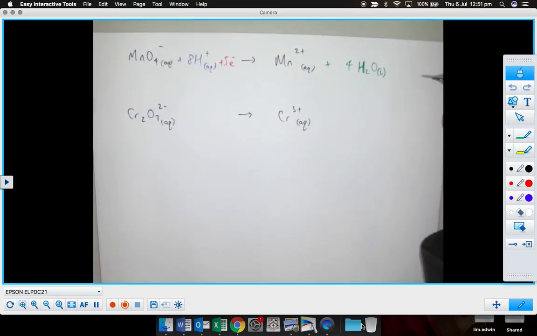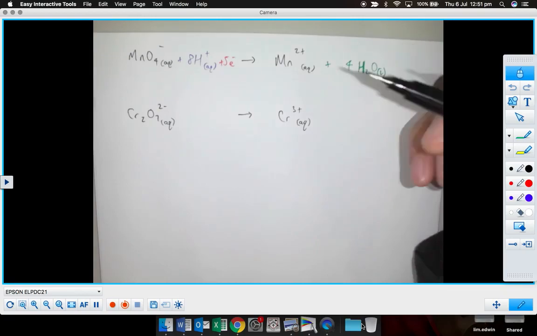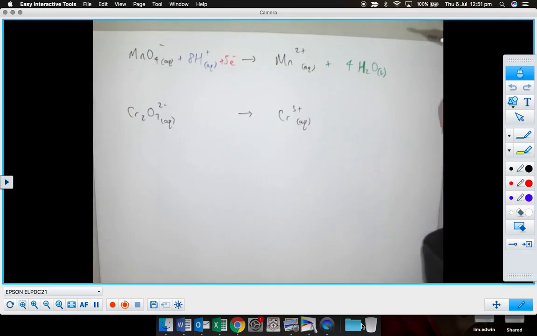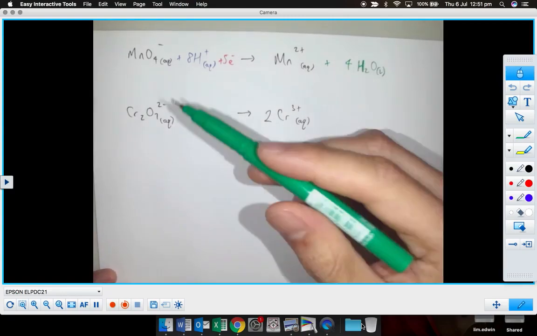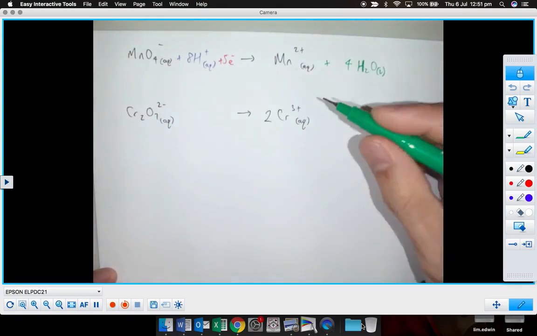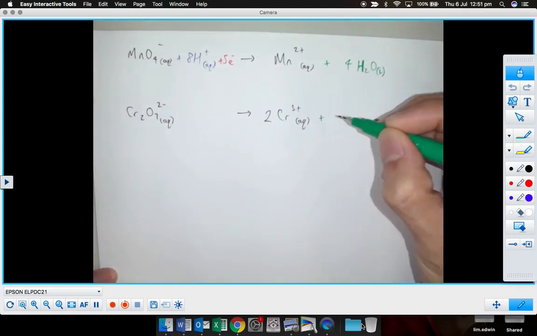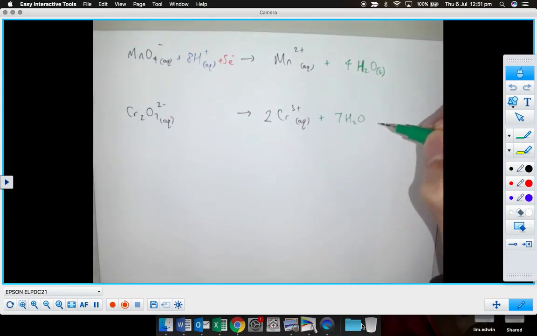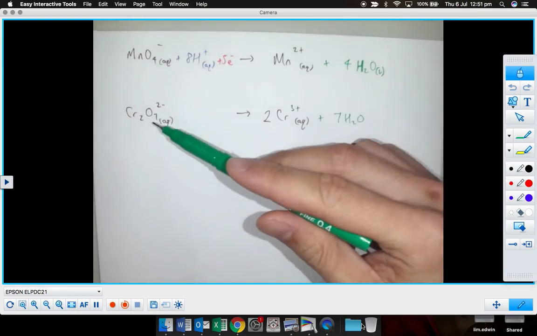Step 2 is to balance out the non-oxygen or hydrogen elements. What's the non-oxygen or hydrogen element here? It's the chromium. There's 2 chromiums there and only 1 chromium there. So to balance that out, we're going to have 2 of these. Now we've got to add in waters because we need to balance out the oxygens. I've got 7 oxygens over here and 0 oxygens over here, so I've got to add in 7 waters, 1 water for every oxygen.